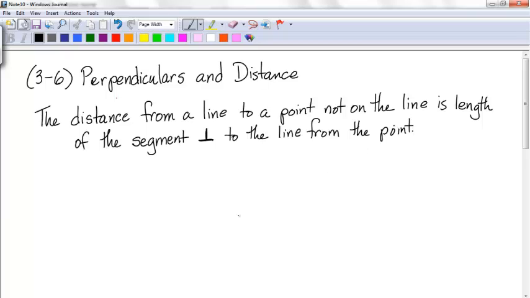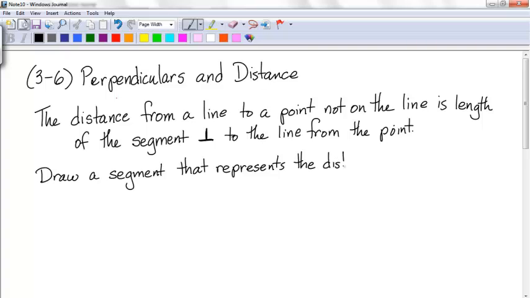And they will give you examples. Say on this example they ask you to draw a segment that represents the distance from, and you got to read this real carefully. On this one, draw a segment that represents the distance from point P to line AB. And you can tell it's a line because they've got the symbol up above it.